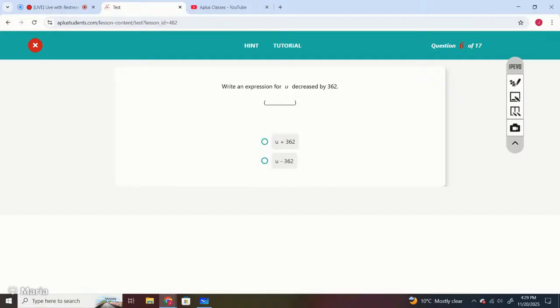Write an expression for u decreased by 362. That is u minus 362. Option number 2 is the correct option.